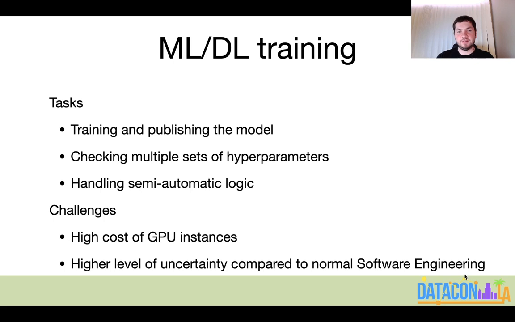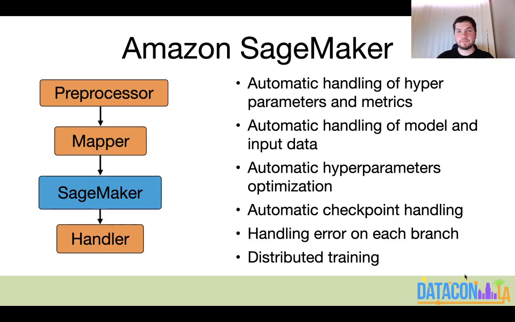Next is model training. With model training, we need to train and publish the model, maybe check multiple sets of hyperparameters, and be able to handle semi-automatic logic. The challenge here is the high cost of GPU instances and high uncertainty of the pipeline. So the first pattern is to use SageMaker.